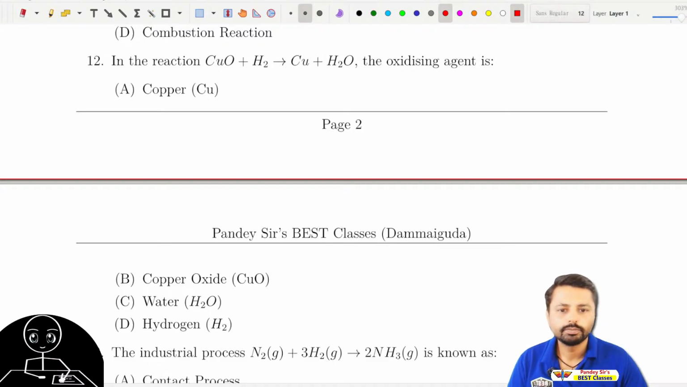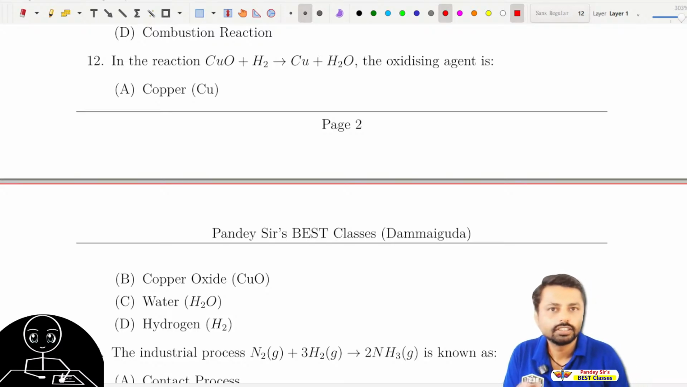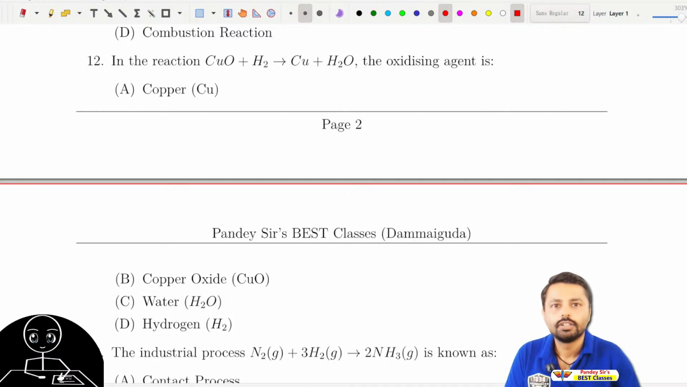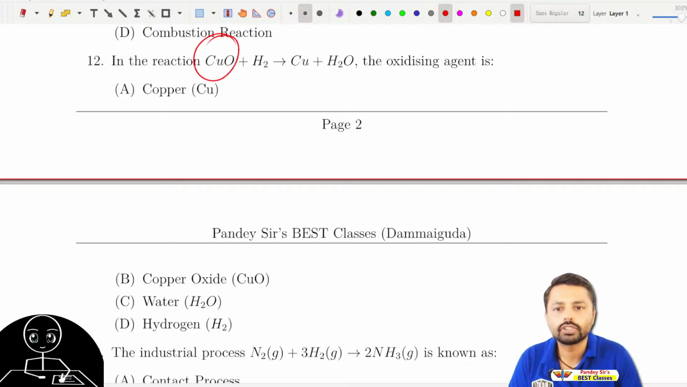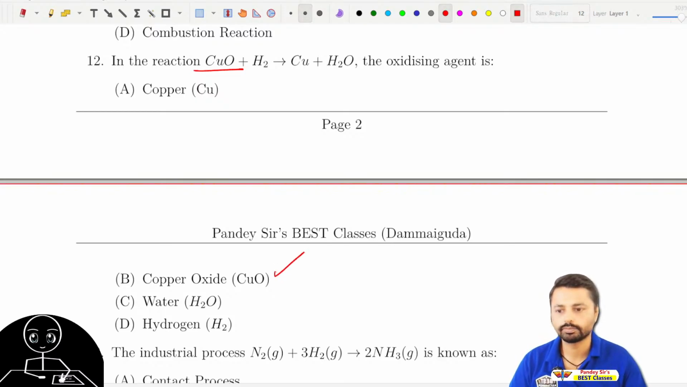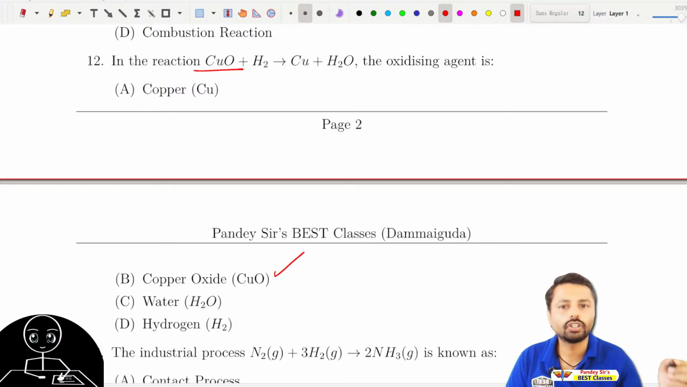Where was that question? Okay, in the reaction, think once. I have given you enough time. So in the reaction copper oxide plus hydrogen, oxygen got removed from copper oxide. So the oxidizing agent is copper oxide, B. That's the correct answer. In the exam, this sometimes confuses you, like copper. No, the entire compound is the oxidizing agent.